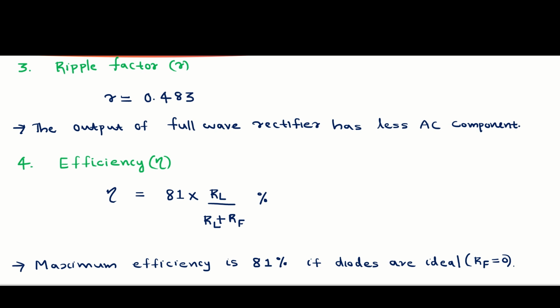And the next parameter is efficiency indicated by eta. It is the measure of ability of a rectifier to convert input power into DC power. So efficiency eta is equal to 81 into RL divided by RL plus RF, where RL is the load resistance and RF is the diode forward resistance. That means the resistance offered by the diode when it is in conduction, that is in forward bias mode.